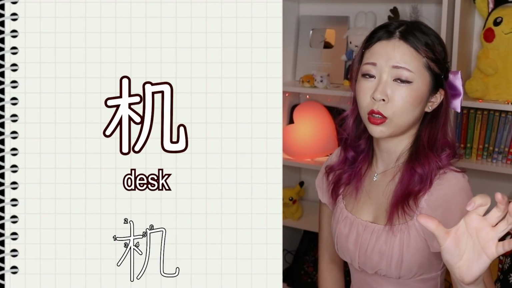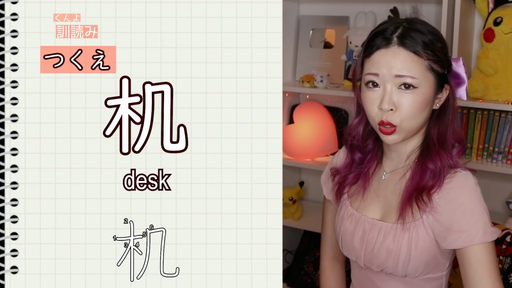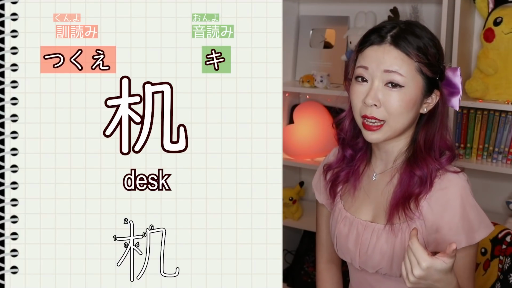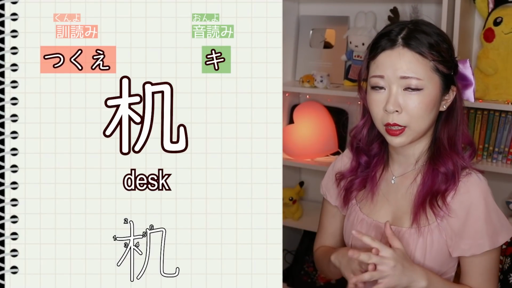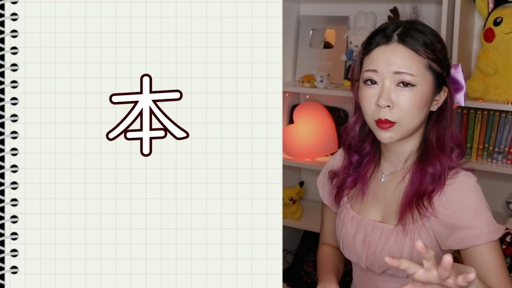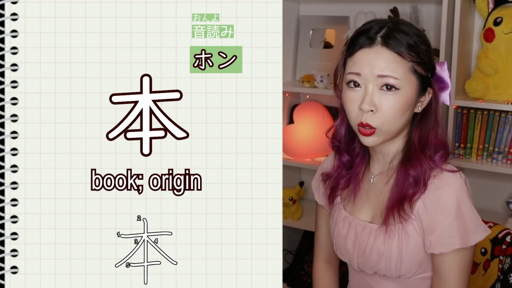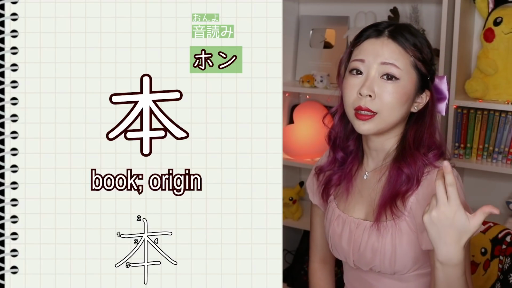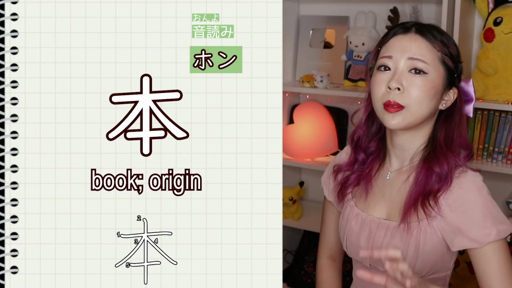And the fourth kanji means desk. And kunyomi, tsukue. The onyomi is actually ki as well, but if you're a beginner, don't worry about it. The fifth kanji means book or origin. The onyomi is hon, right? The kunyomi is moto.